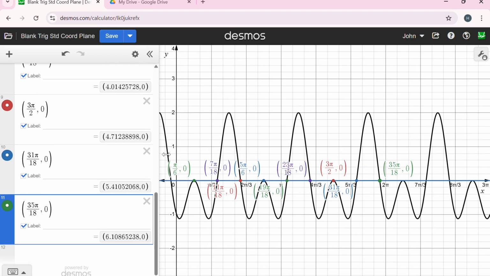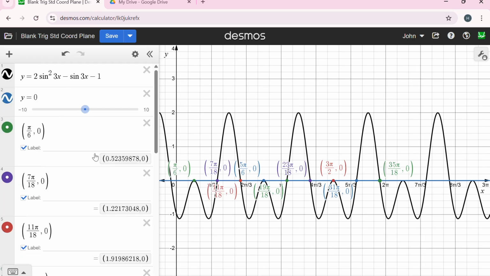Okay, all labeled. And let's take a look. Number 7, pi over 6, 7 pi over 18, 11 pi over 18, 5 pi over 6, 19 pi over 18, 23 pi over 18, 3 pi over 2, 31 pi over 18, 35 pi over 18. Good, got them all. Let's go to number 8.